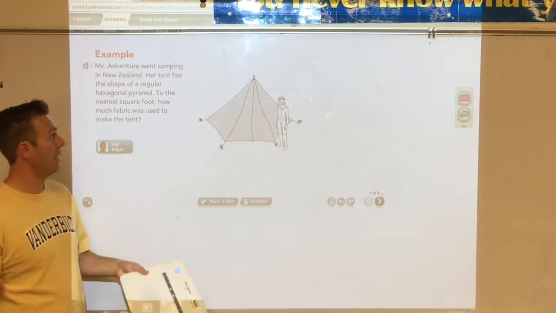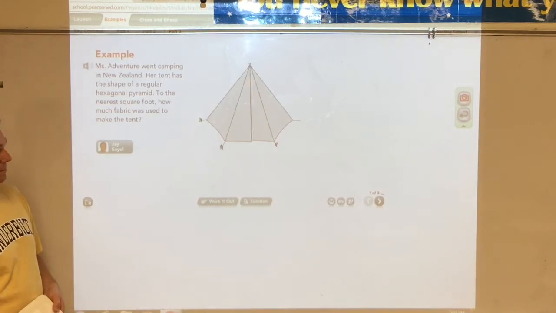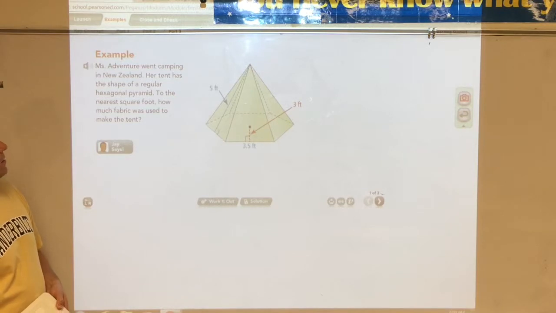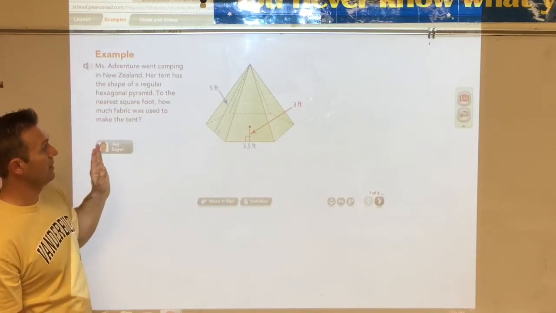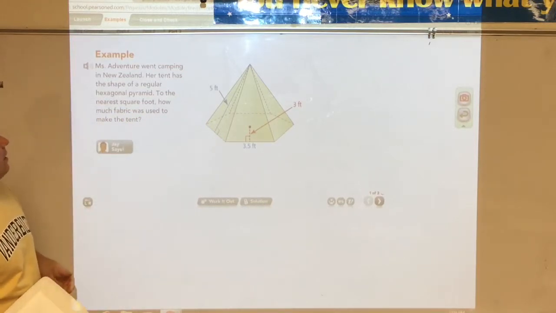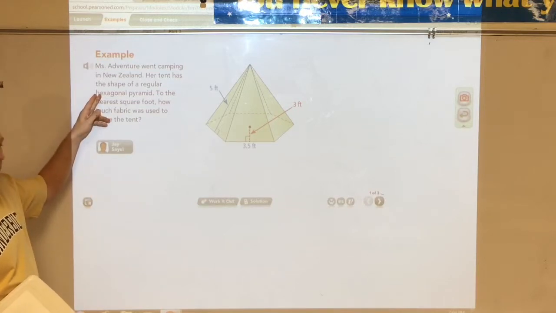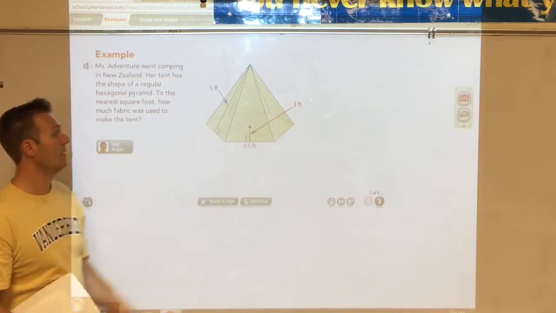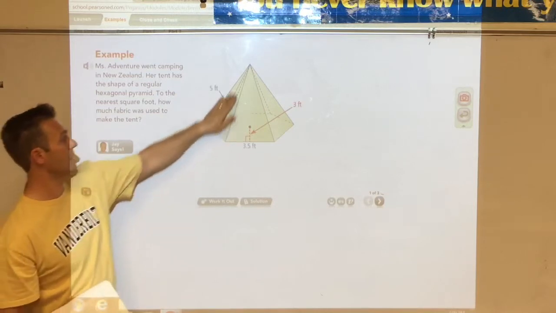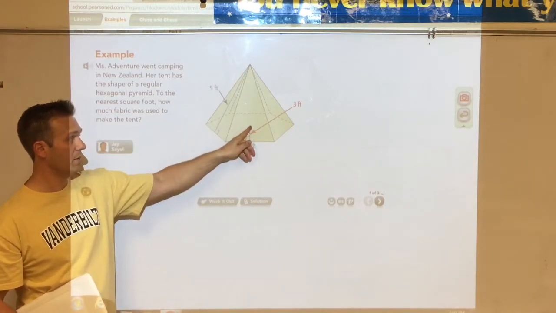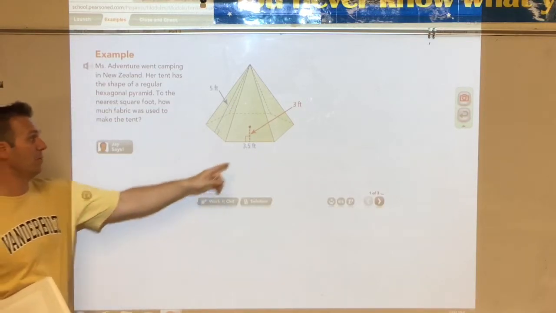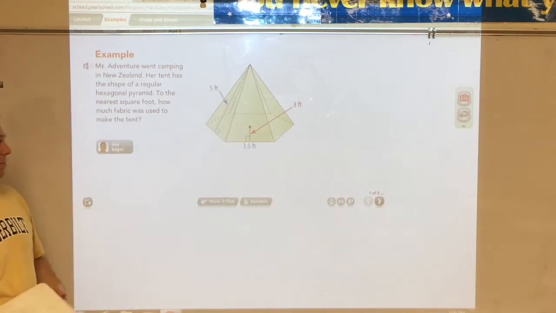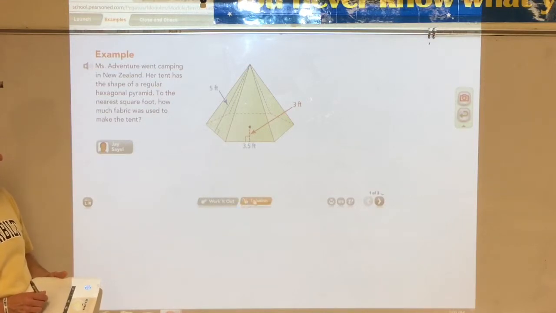And of course, hexagonal, right? To the nearest square foot, how much fabric was used to make the tent? For the fabric to make the tent, you have to think about this. The tent is the shape of a regular hexagonal pyramid, so we know there's a bunch of triangles in there. What they've given you is the slant height, the height of one of the triangles, and the base, so now you can do base times height divided by 2, multiplied by 6. Here's what it looks like when you do the solution.